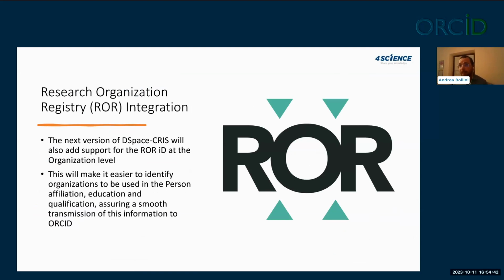Talking about what is coming, the next DSpace-CRIS version, expected by the end of this month, will also include support for the ROR ID at the organization level. So this means that you will be able to look up an organization when you are detailing the past employment or the education, the qualification of your researcher, using the Research Organization Registry. And this information will also be provided during the integration with ORCID so that we can uniquely identify the organization when we push this data to ORCID.